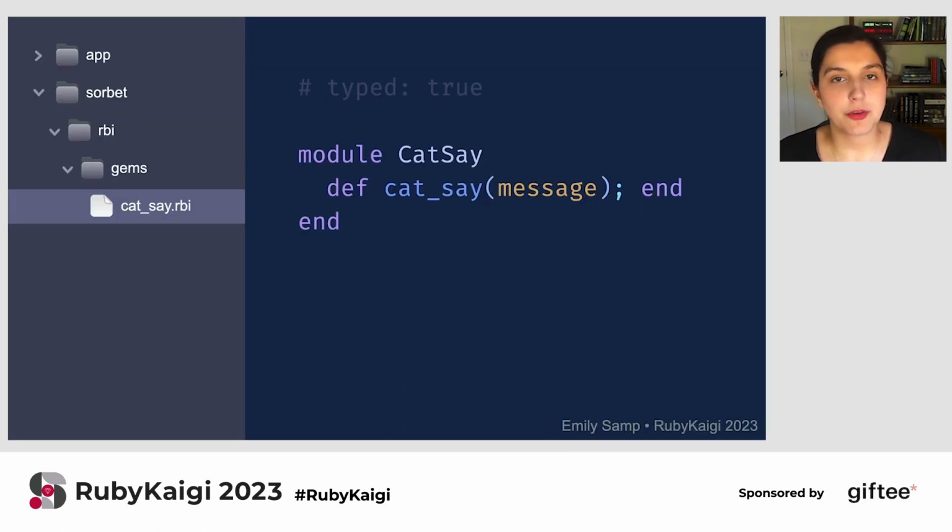This is going to generate the RBI file we saw earlier in the talk, which will contain the catSay module and a method definition for the catSay method. But how can Tapioca generate this file automatically? Let's take a deeper look at the process and try to understand what Tapioca is actually doing during gem RBI generation.